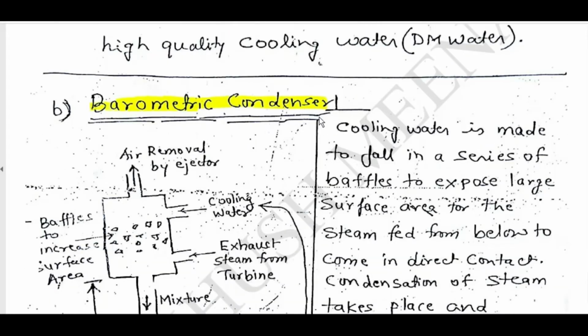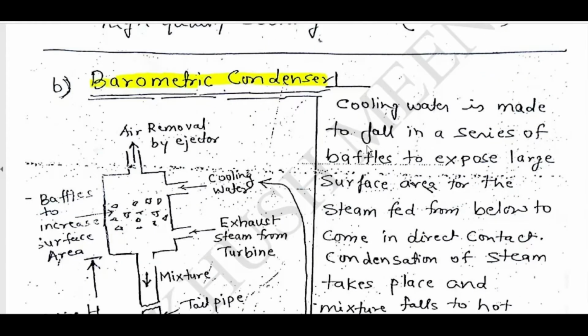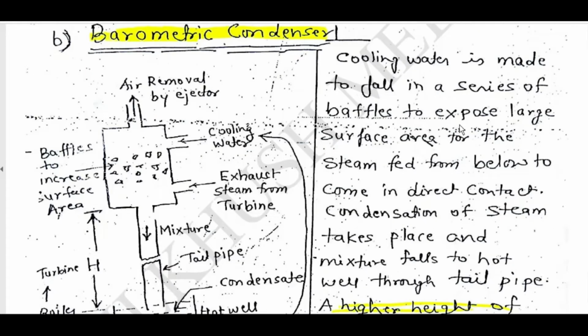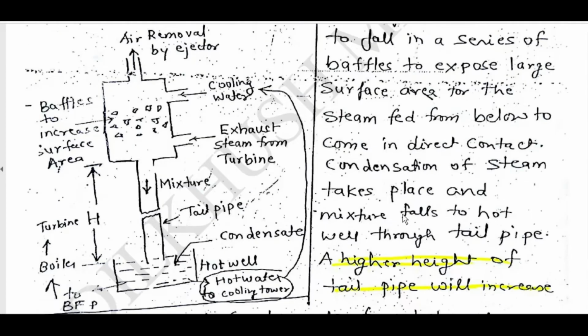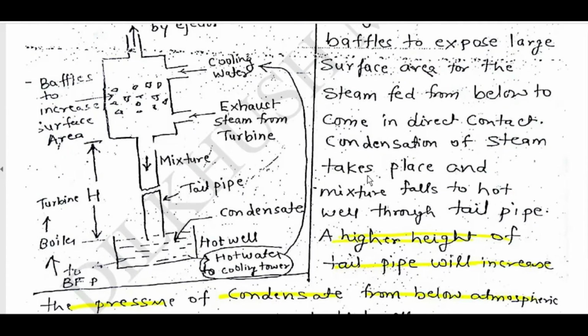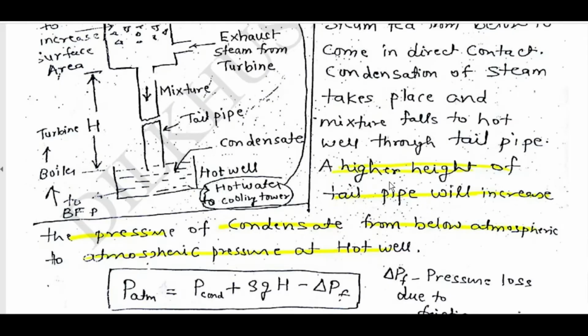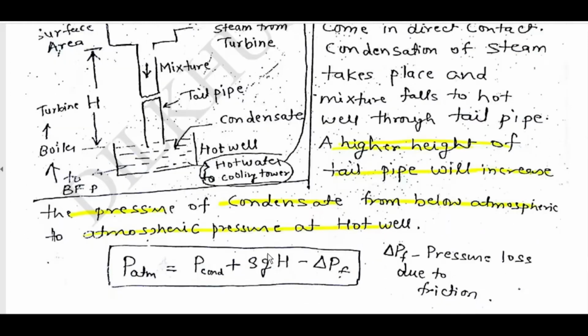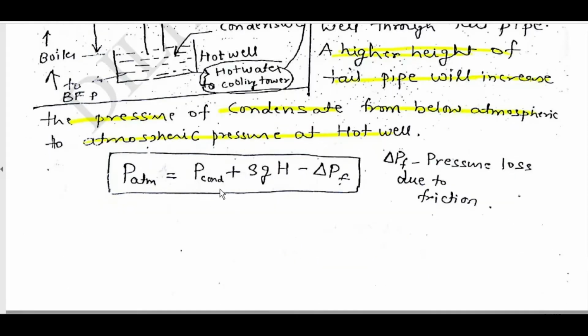Barometric condenser: cooling water is made to fall in a series of baffles to expose large surface area for steam feed from below to come in direct contact. Condensation of steam takes place and mixture falls to hot well through tailpipe. A higher height of tailpipe will increase the pressure of condensate from below atmospheric pressure to atmospheric pressure of hot well. P atmospheric is equal to P condensation plus rho g h minus delta PF. Delta PF is loss due to friction.